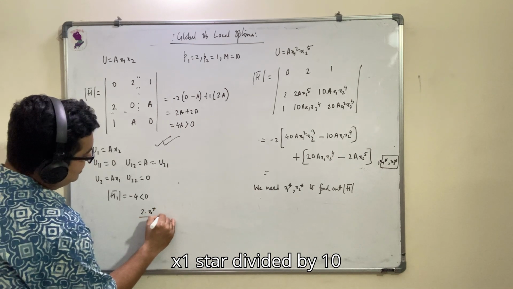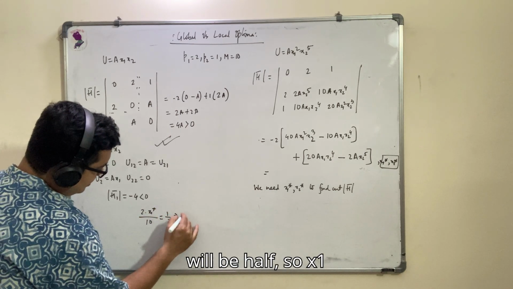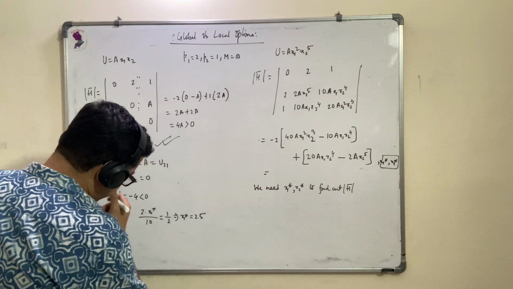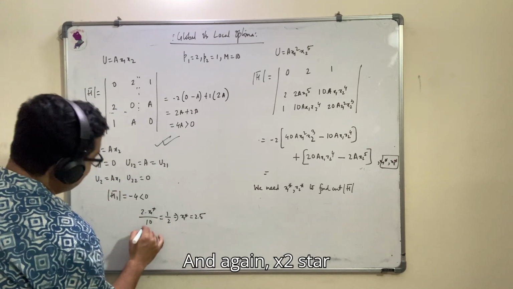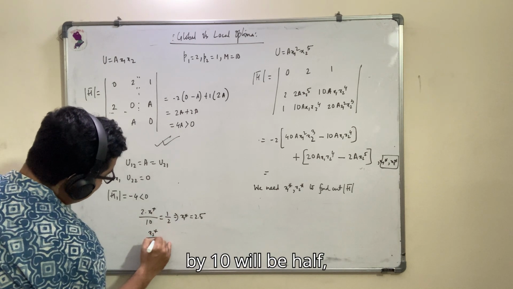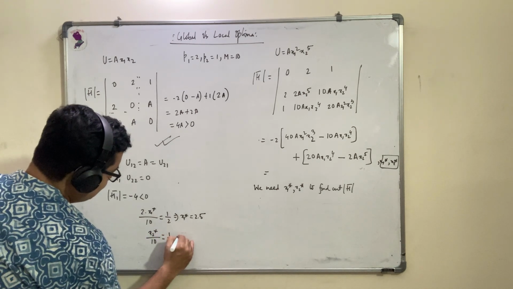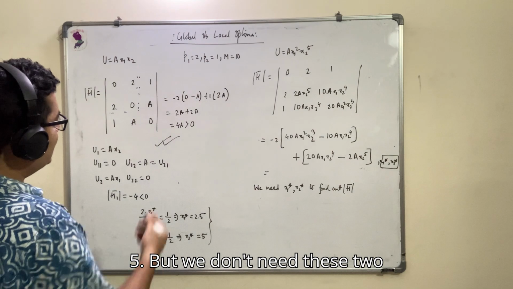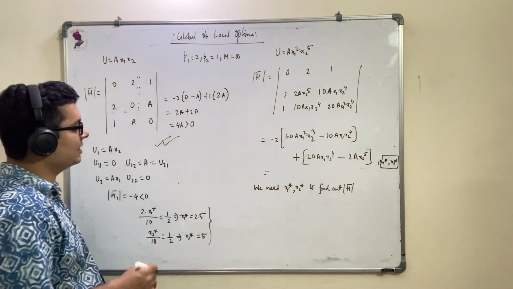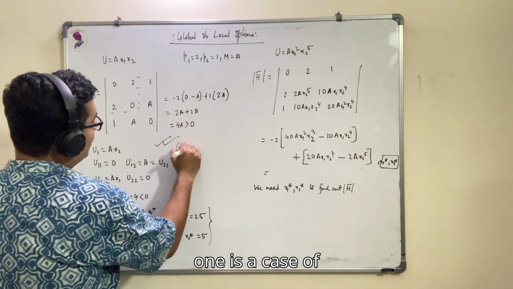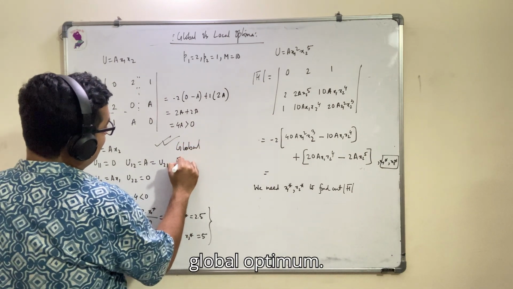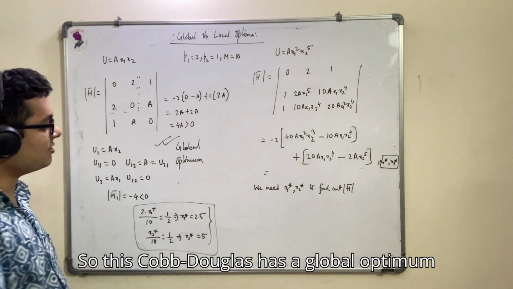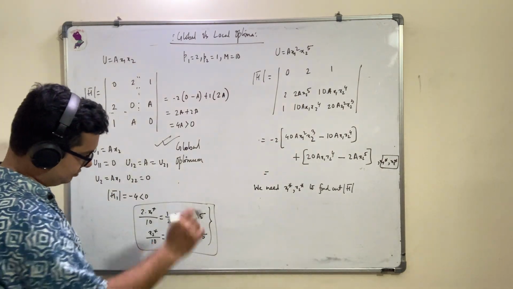But if we have to find out, we can find out by the shortcut, that is 2 into x1 star divided by 10 will be half. So x1 star will be 2.5, right? And again x2 star by 10 will be half. So x2 star will be 5. But we don't need these two numbers to put in here. We know that this is positive and this is negative. So this one is a case of global optimum. Okay. So this Cobb-Douglas has a global optimum at these 2 points.